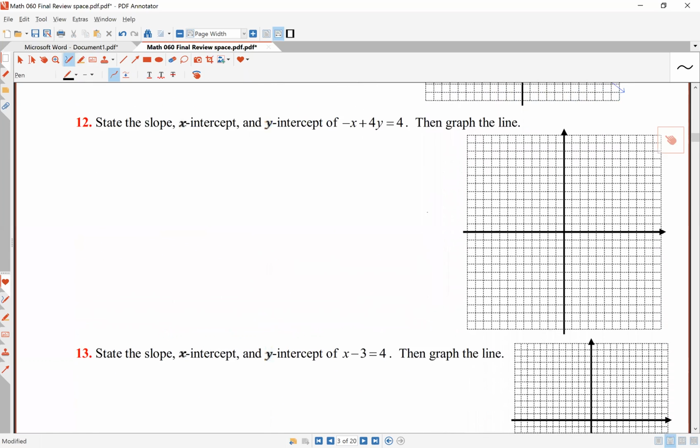Number 12, state the slope, x-intercept, and y-intercept of -x plus 4y equals 4. I like to play that cover-up game first. If I set x equal to 0, I have 4y equals 4, or y equals 1. So that's 0, 1 for the y-intercept. If I set y equal to 0, then I have -x is 4, x is -4. That's -4, 0, which is the x-intercept.